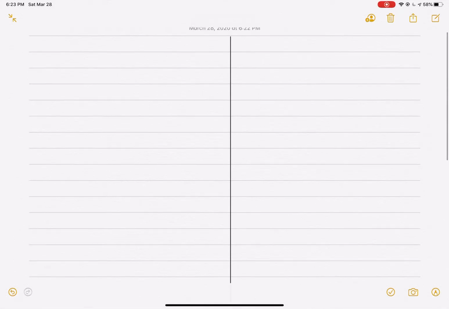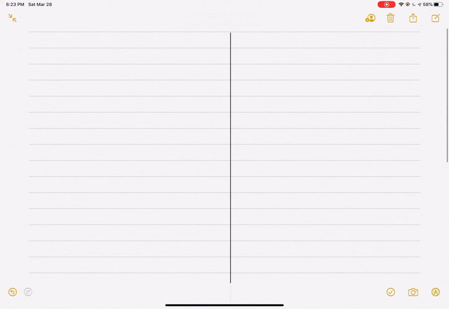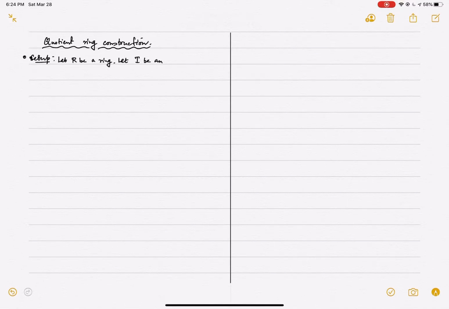Here is the quotient ring construction from scratch. The setup: let R be a ring, let I be an ideal. Ideal always means two-sided ideal these days.